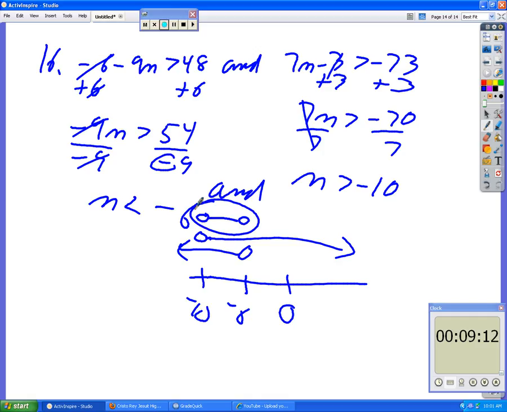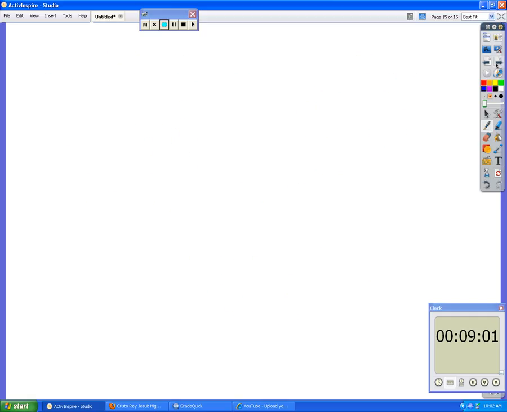You need to know what you're doing. If you don't graph like this, I don't know how you're going to know how to do that. The answer is this one, not these two. I need to do another problem.